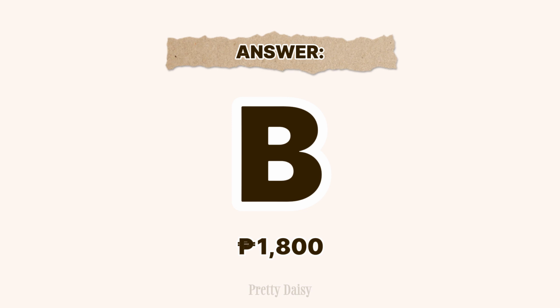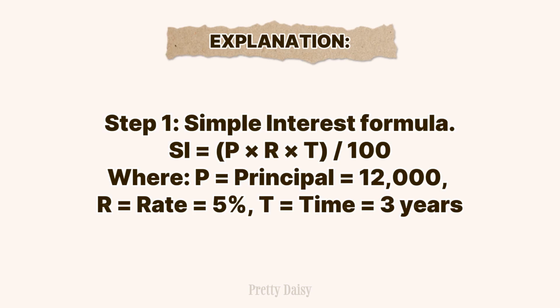Answer: B. 1,800 pesos. Step 1. Recall the simple interest formula. Simple interest equals principal times rate times time, divided by 100, where the principal is 12,000 pesos, the rate is 5%, the time is 3 years.